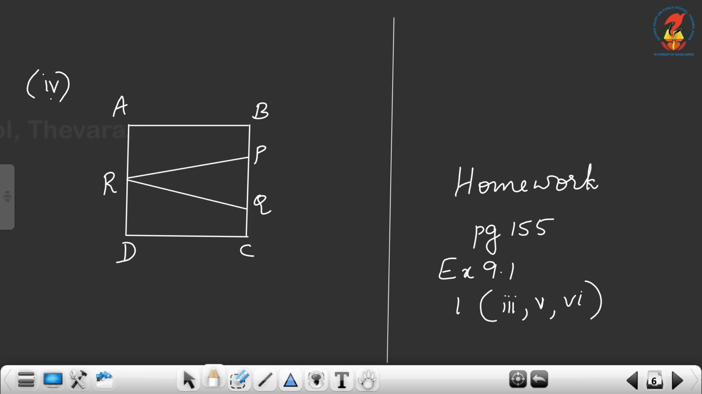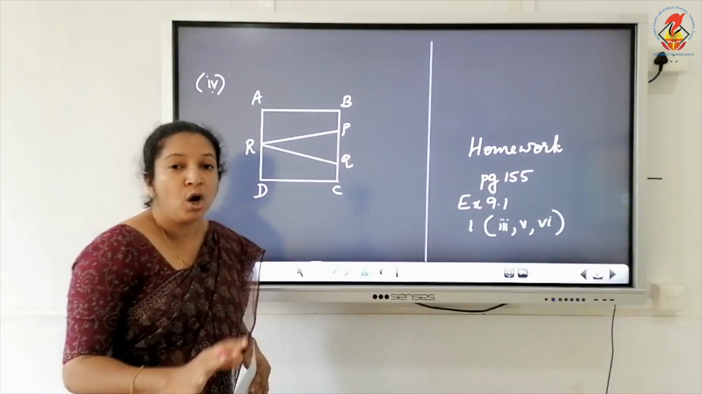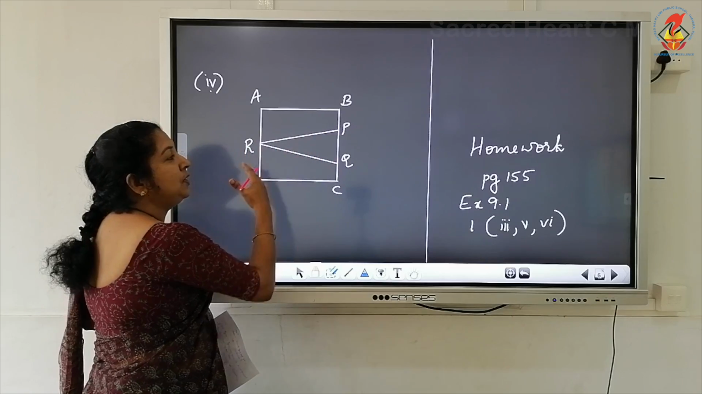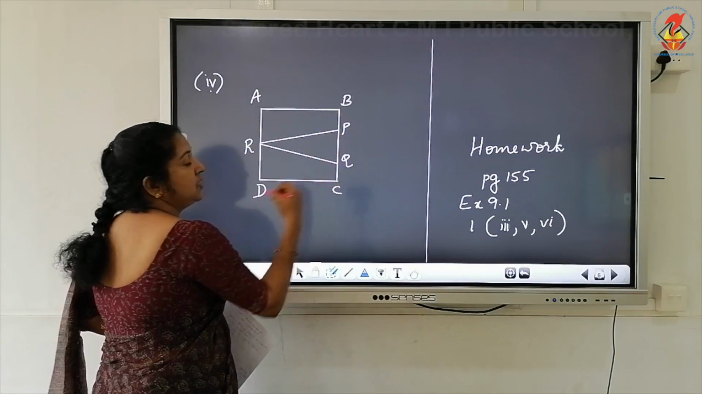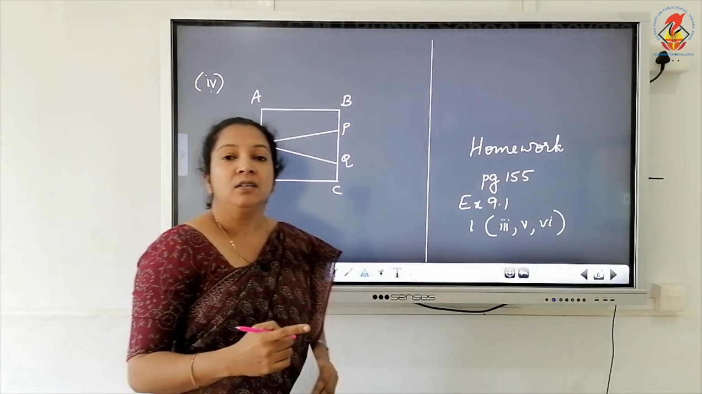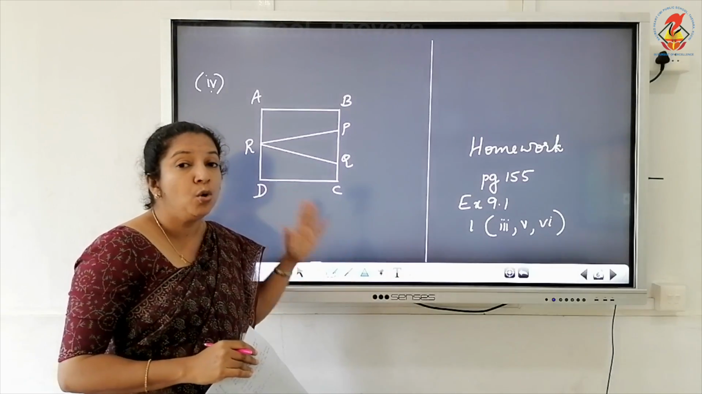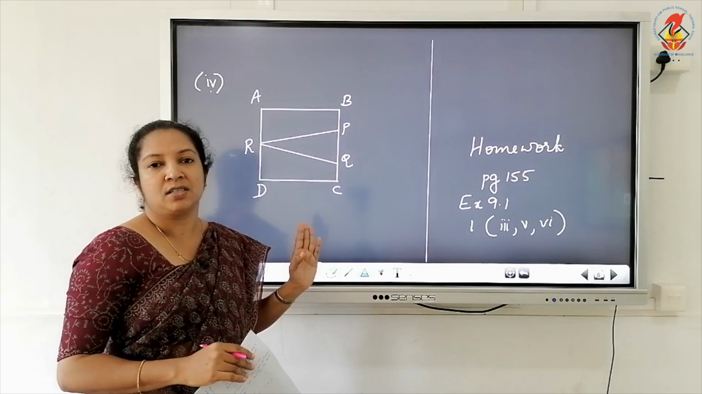Second question. Here also we have a quadrilateral ABCD and a triangle PQR. These two are not on the same base. But we can say these two are between the same parallels, AD and BC. We can say there is no common base. So not on the same base but between the same parallels.